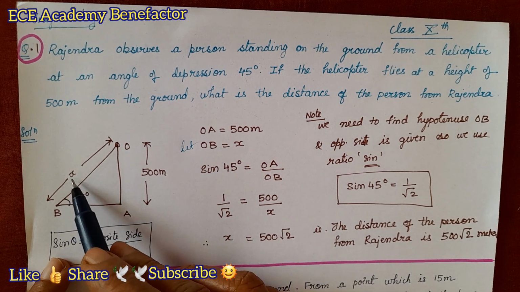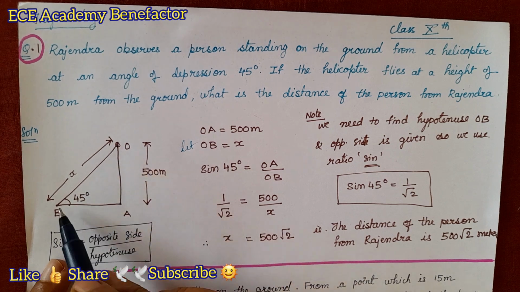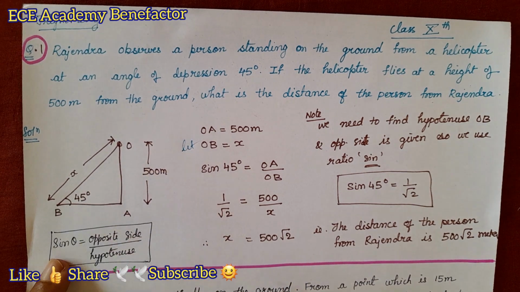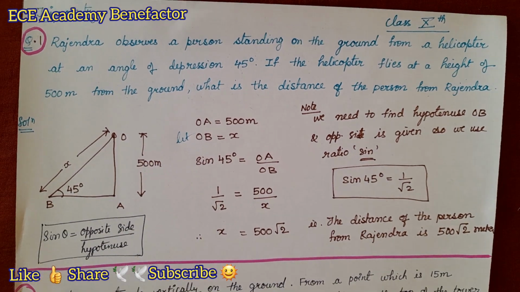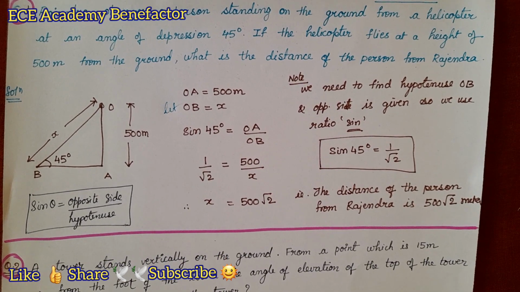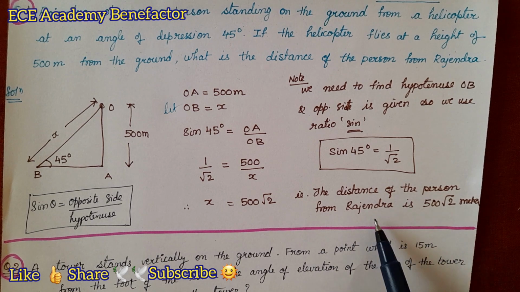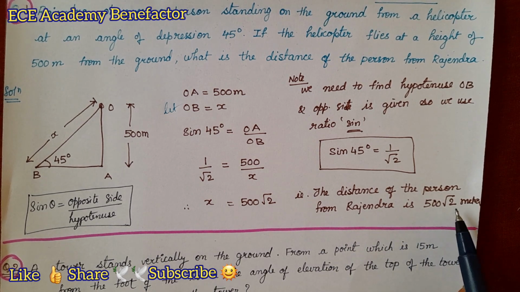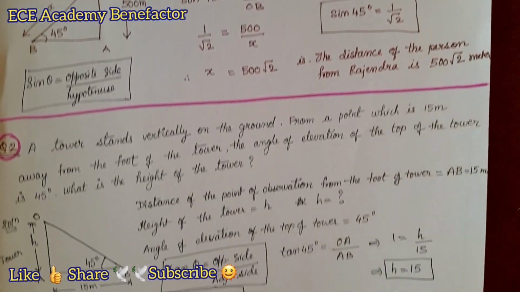So, what is x here? The distance between Rajendra and the person on the ground. So, in this way, by applying the trigonometric ratio sin theta, opposite side by hypotenuse, we can find the distance. The distance of the person from Rajendra is 500 root 2 meters. Now, let us see the next question.